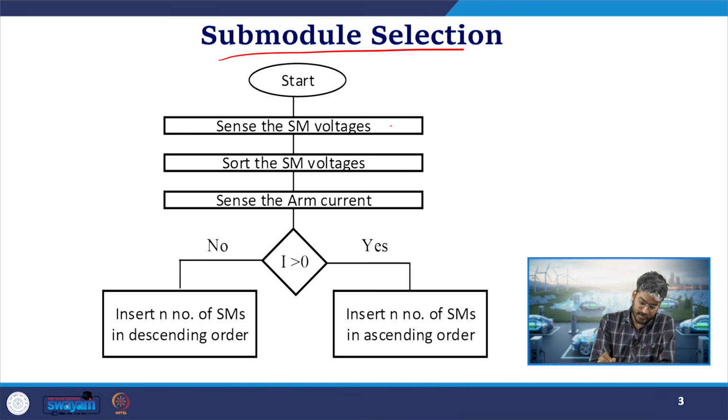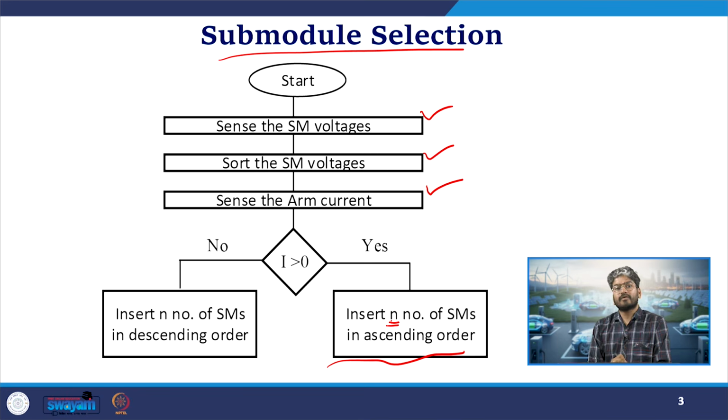In this algorithm, we sense all the sub module capacitor voltages, sort them at every sampling time, and we sense the arm current. Based on whether my current is positive or negative, we take the decision on selecting the sub modules. Here small n is the number of sub modules required in the upper or lower arm. Suppose, for example, we are dealing with the upper arm now, so n will be the insertion index of the upper arm.